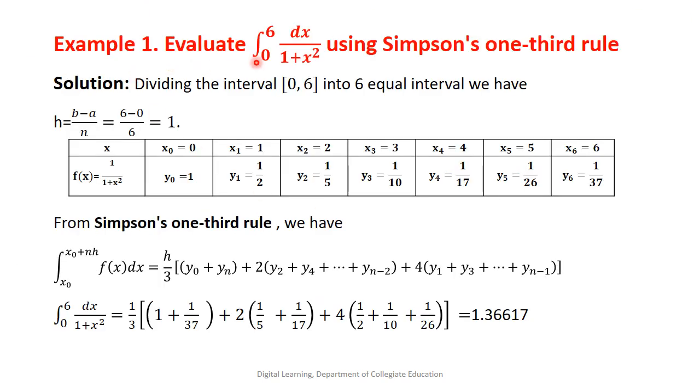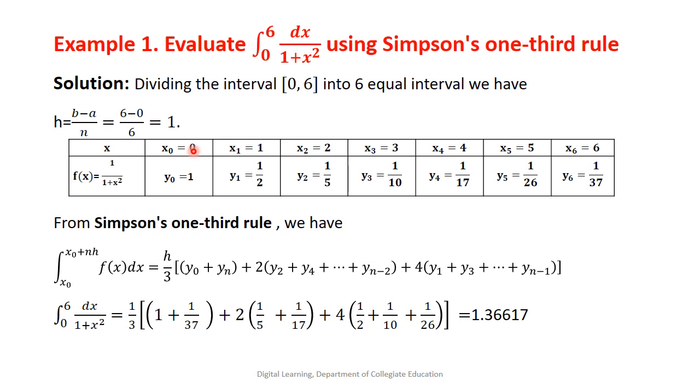Evaluate 0 to 6 dx by 1 plus x square using Simpson 1/3 rule. Dividing the interval 0 to 6 into 6 equal intervals, we have h is equal to b minus a by n is equal to 6 minus 0 by 6 is equal to 1. Here we take the lower limit as x0 and we add h to that, we get x1. Adding again h, I get x2. In the same manner, I get x3, x4, x5, x6.